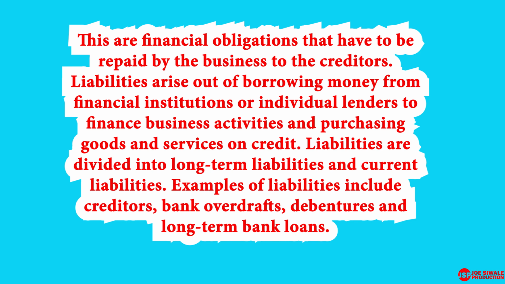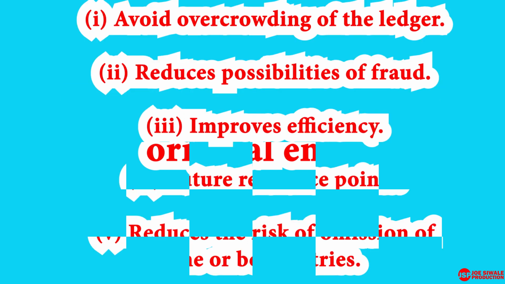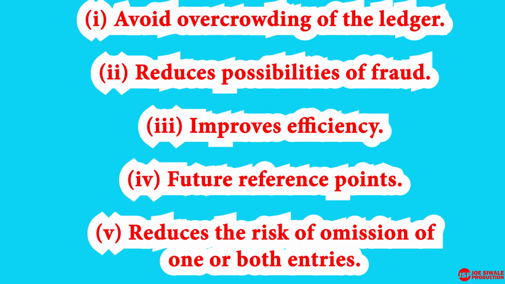Let us now look at the importance of books of original entry. So the first importance, we have avoid overcrowding of the ledger. Then we have reduces possibilities of fraud. Then the other importance, we have improves efficiency. The other importance, we have future reference points. Then the last importance, we have reduces the risk of omission of one or both entries.